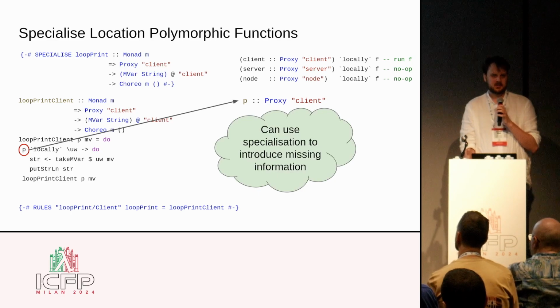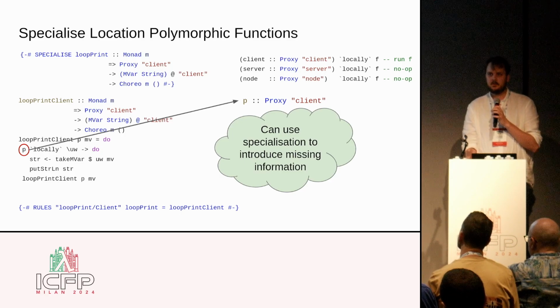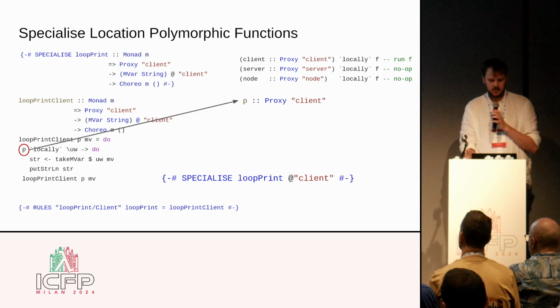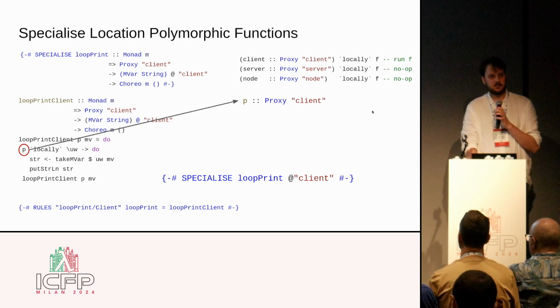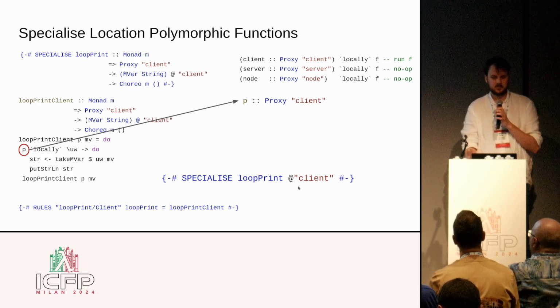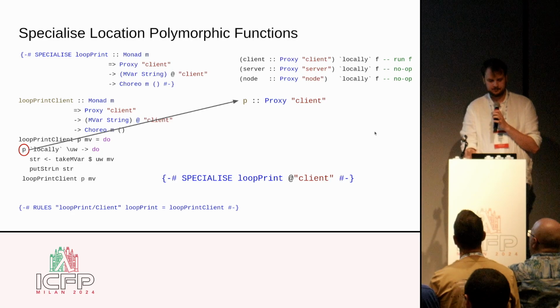So we use specialization here to reintroduce the missing type information so that we can partition the specialized version of the code. And if you saw Simon's talk yesterday, with the new specialization syntax, you can just write, at the term level, expression level, apply this top level string instead of a type level string.